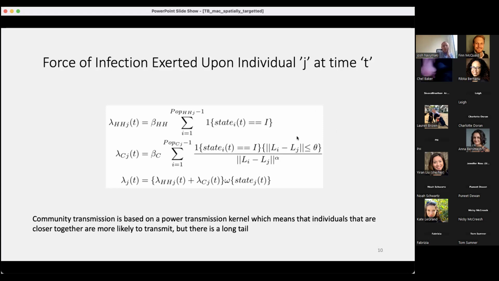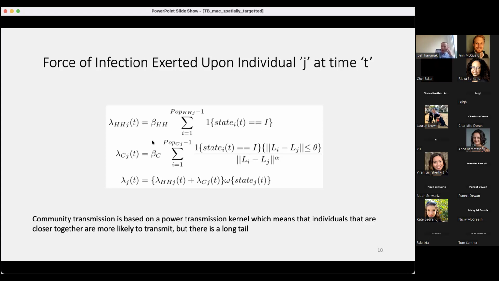And there's also one other component of this community force of infection, this theta metric, which imposes a limit on spatial interaction. We varied all of these parameters to see which ones fit the best. In some parameter sets, this limit was set at say 5 kilometers. In other ones, it was say 14 kilometers. I'll go into more detail about the calibration methods and how we varied the parameters in a second.